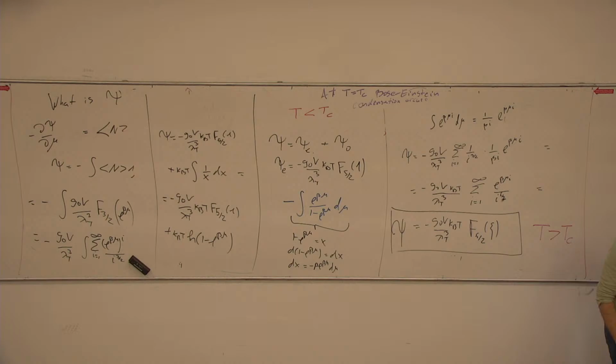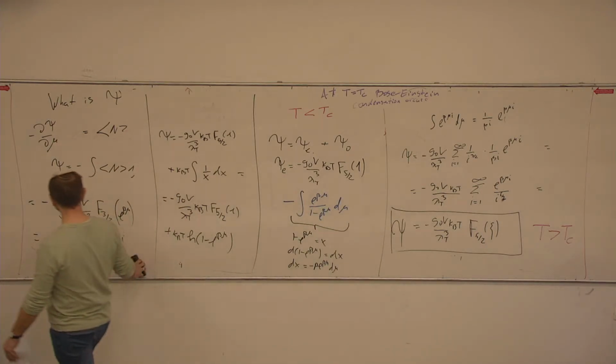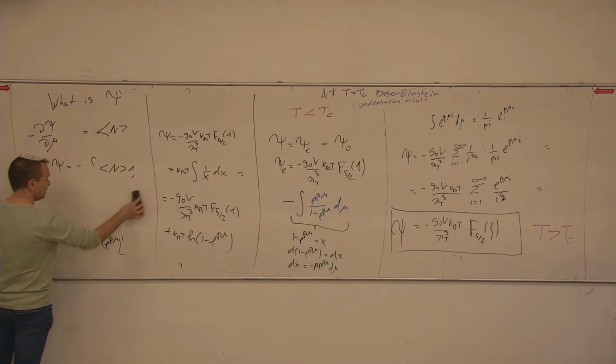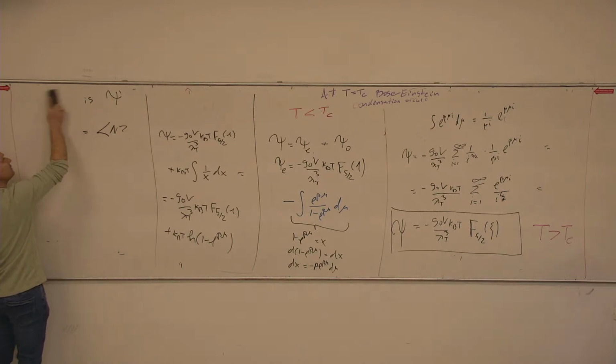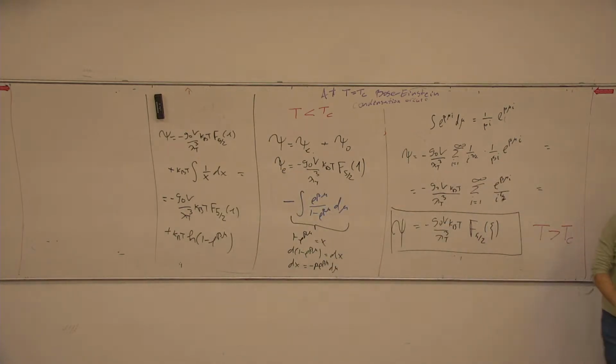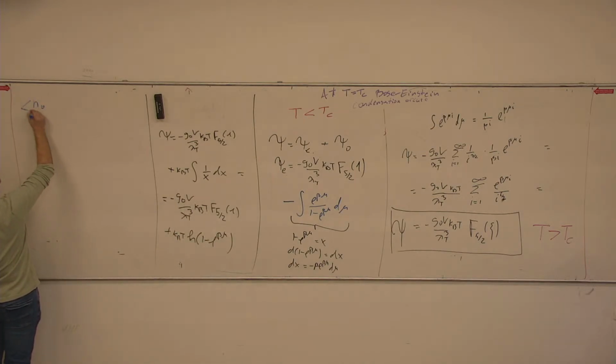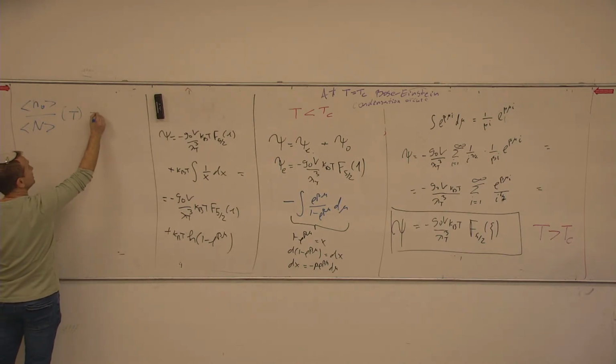So the first question that I want to ask you is as follows. How does the average number of particles behave with the temperature, below the critical temperature, or anywhere? So, what is N0 average divided by N as a function of temperature?